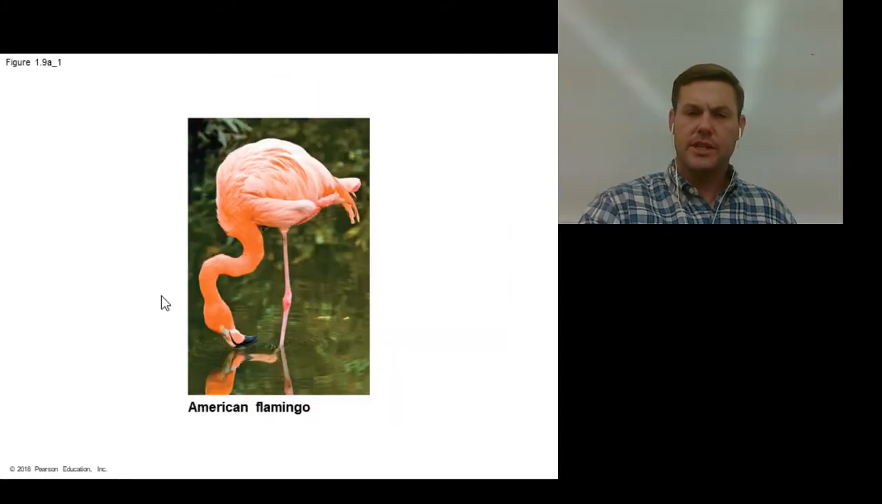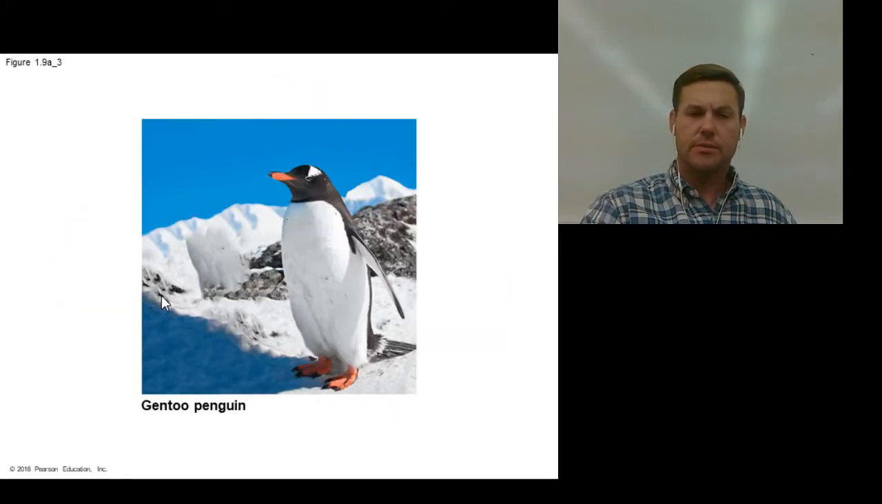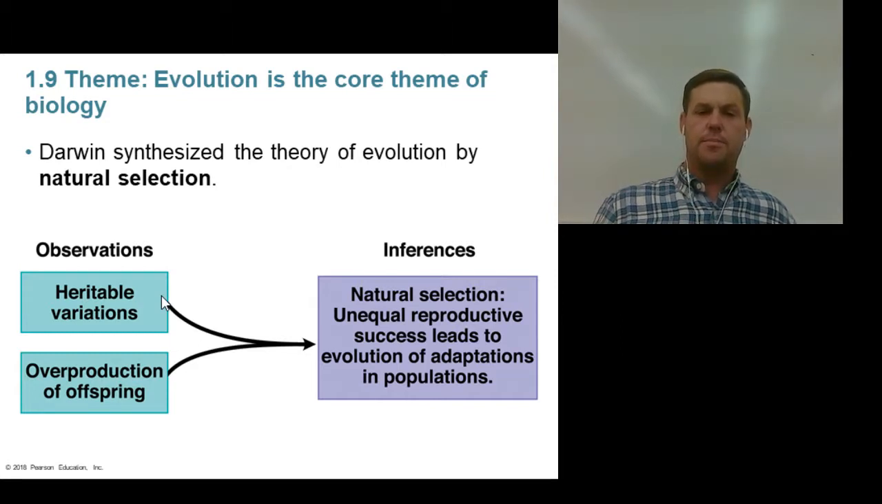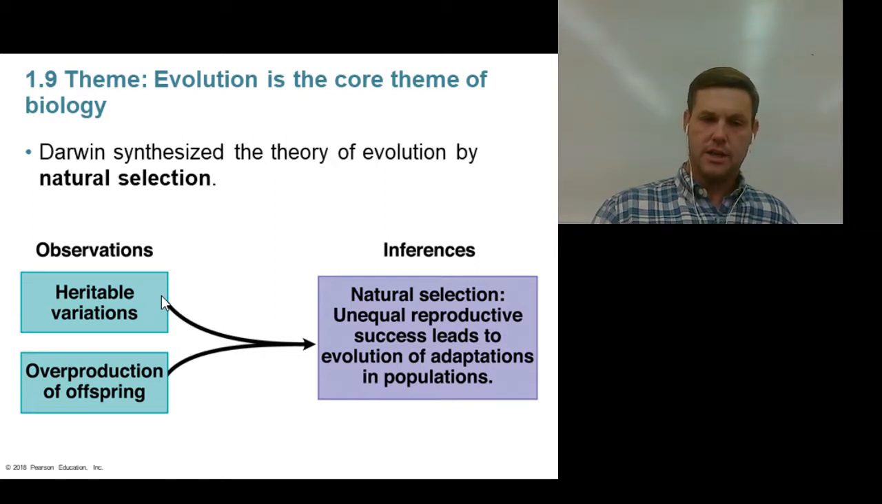That is something we need to keep in mind. So, evolution is the core theme. Darwin synthesized, that's a very important term, he synthesized the theory of evolution by taking these observations, that there are heritable variations amongst organisms, and there's also overproduction of offspring, and inferring this idea of natural selection, where unequal reproductive success leads to evolution of adaptations in populations.